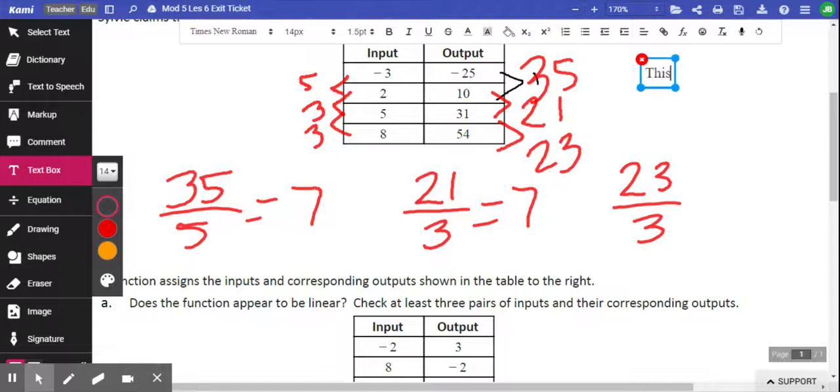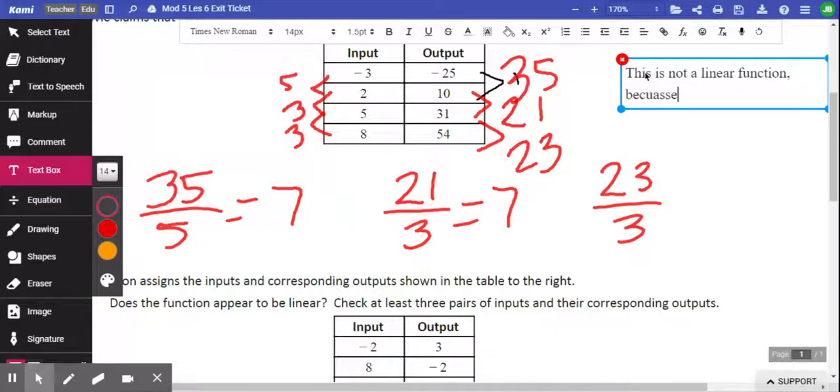So therefore, this is not a linear function because there is not a constant rate of change.